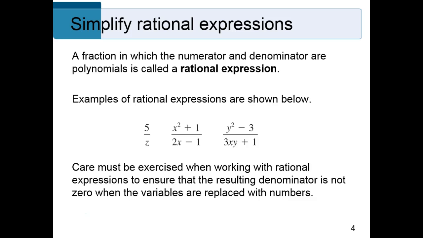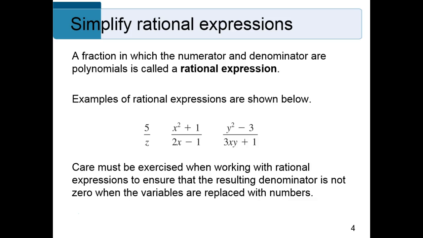Now, care must be exercised when working with rational expressions to ensure that the resulting denominator cannot be what? 0. You can never divide by 0, ever. So in this expression, as soon as you see it, it should pop in your head, if not writing on the paper, z cannot equal 0. Because it can't. z can't be 0.